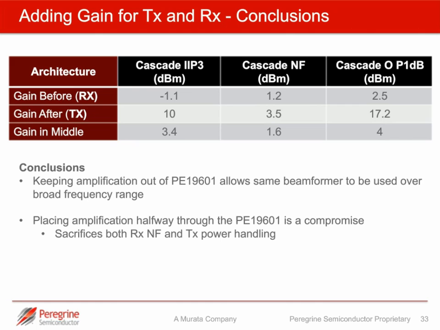So the Peregrine conclusion from all of this is we think it justifies the decision to leave the gain outside of the device. This allows, in an application, different amplifiers to be chosen depending on the frequency of operation of the system. There's no benefit to putting gain inside the device. In fact, there's a disadvantage because it reduces the bandwidth of operation of the device.